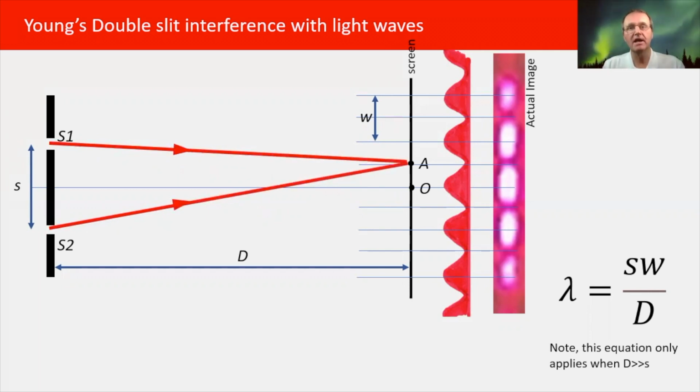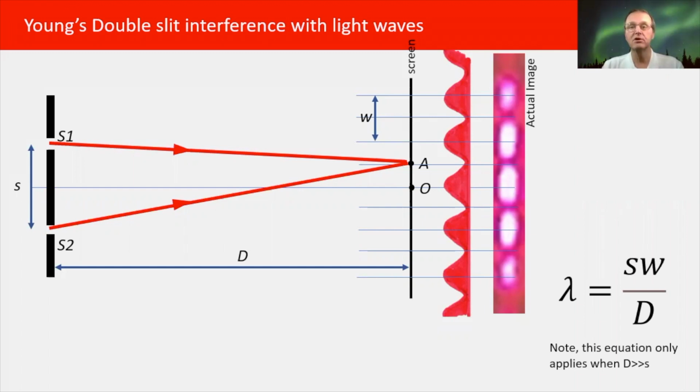To reach point A, however, the light from slit S2 must travel further than light from slit S1. If this path difference is half a wavelength, then the waves arrive in antiphase and destructive interference results in darkness. This is known as a minimum.